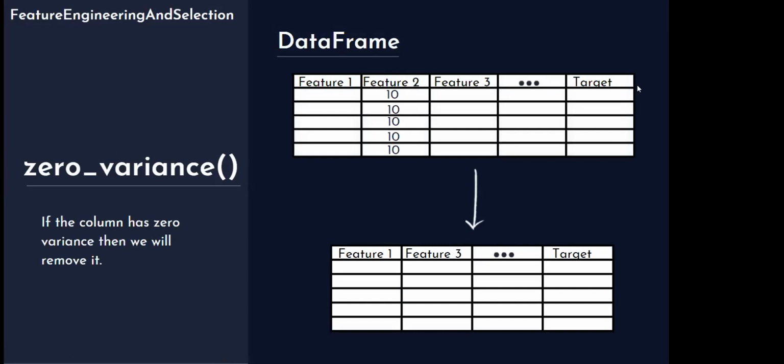Zero variance is the first method in feature engineering. If a feature contains similar values in every row, then it will be removed. Why? Because it has no meaning in having every value the same. So it will automatically remove the column which has zero variance.